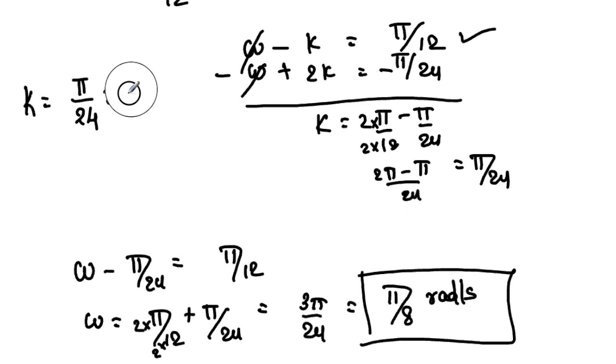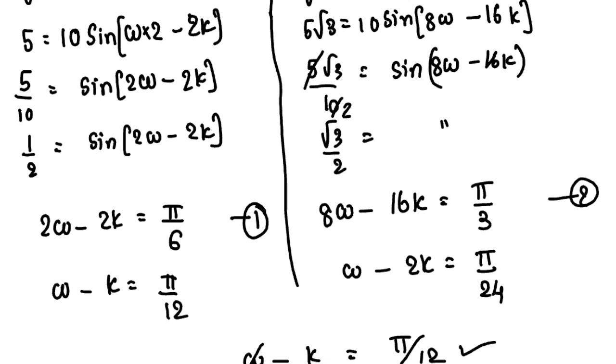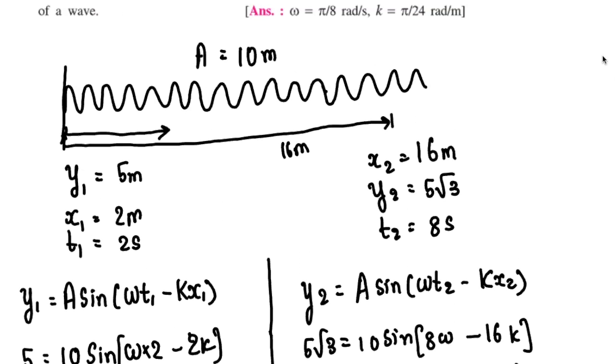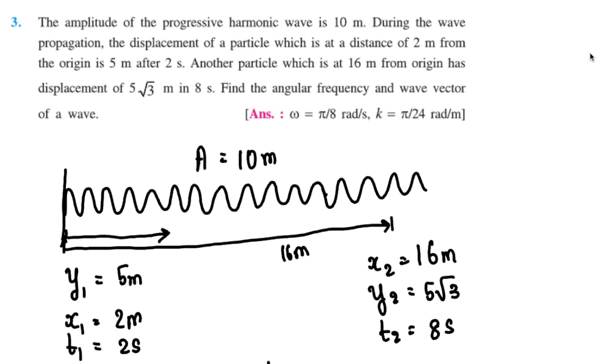Oops, it is per meter. So here are our values: omega is pi by 8, and k is pi by 24. Next is the fourth question.